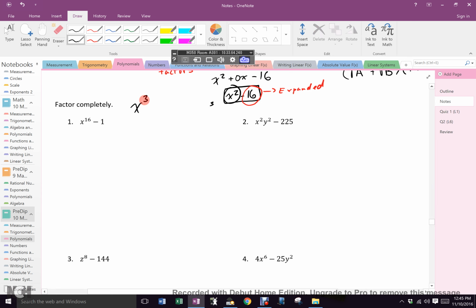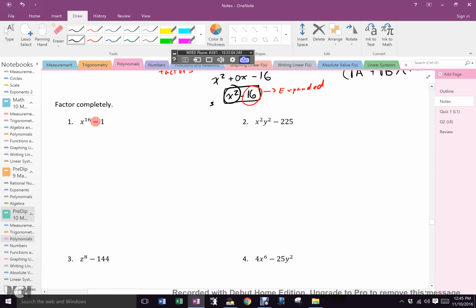Can I do this? Is x cubed a perfect square? No, because it's called x cubed, isn't it? That won't work. Will x to the 5th? No. Why? Has to be an even number, doesn't it? All stuff that you already know, right?